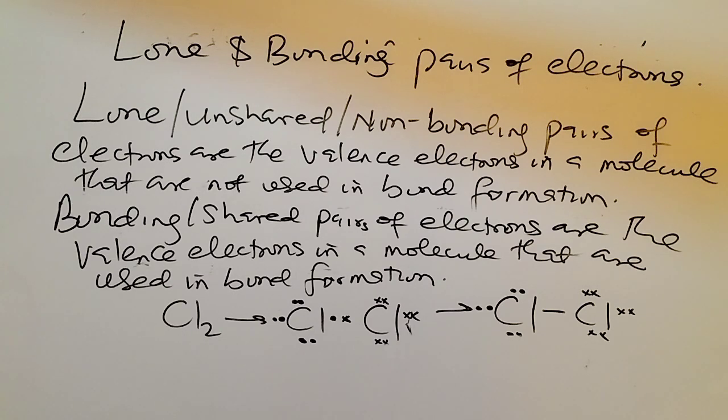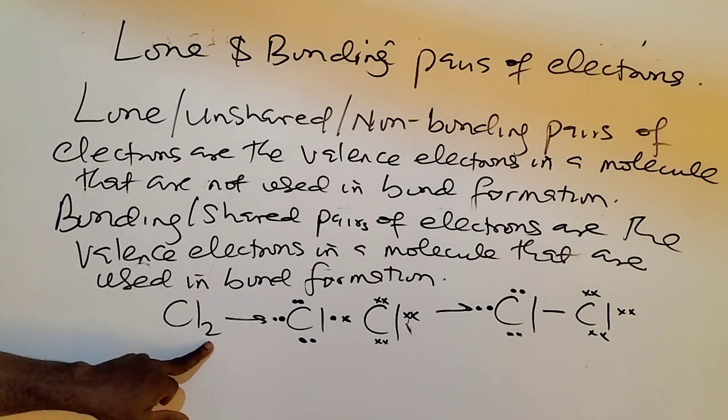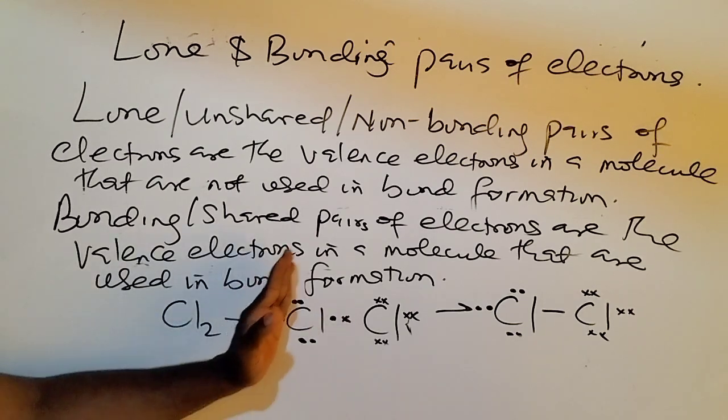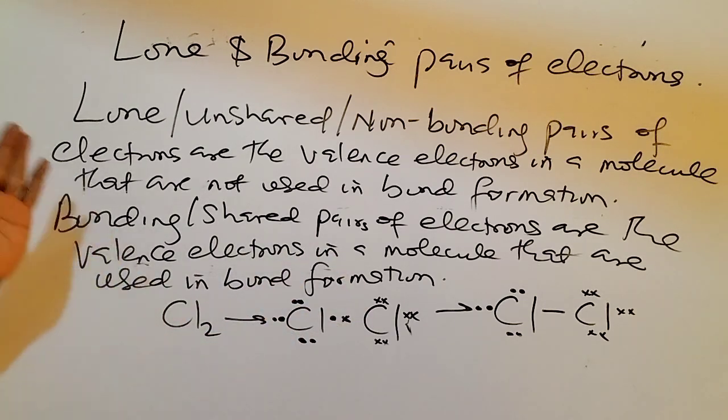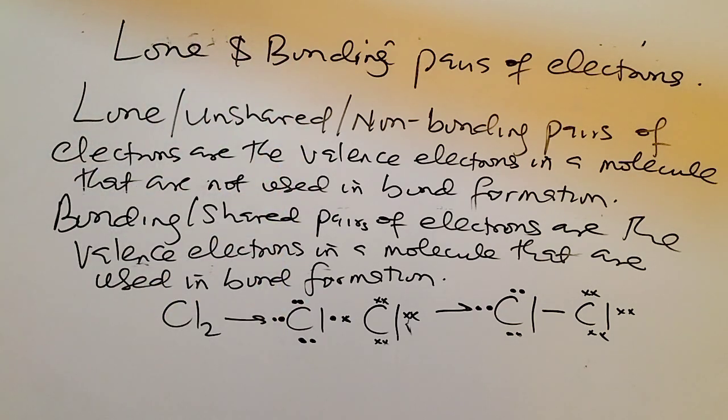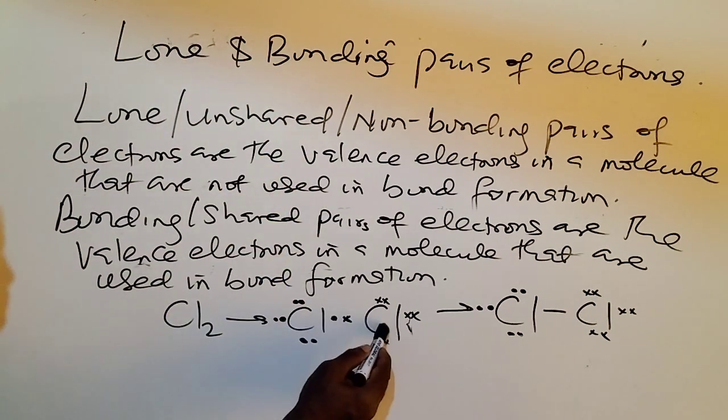The bonding or shared pairs of electrons are the valence electrons in the molecule that are used in bond formation. So let's look at the illustration of covalency in the chlorine molecule. This is Cl2, formed by 2 chlorine atoms. Although we're yet to go to the illustration, our interest now is to understand what is meant by lone pairs and bonding pairs. Now you look at the chlorine molecule, there are the 2 atoms joined together.